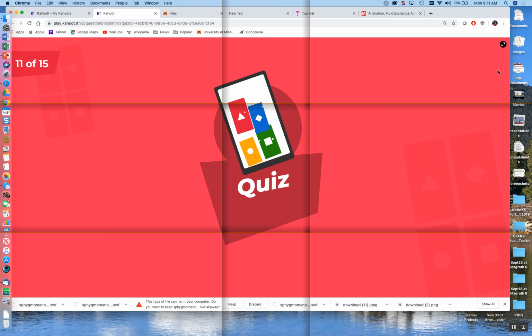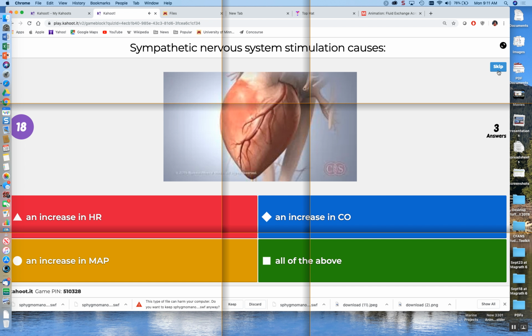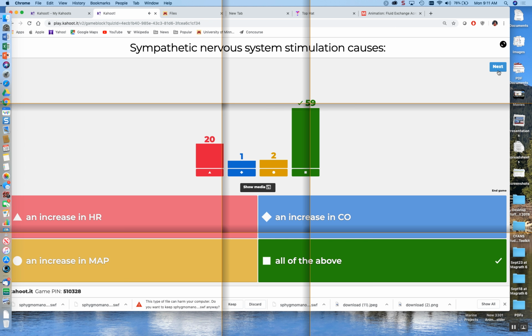Good job. Sympathetic nervous system stimulation causes an increase in heart rate, an increase in cardiac output, an increase in mean arterial pressure, or all of the above. Nice job, all of the above.